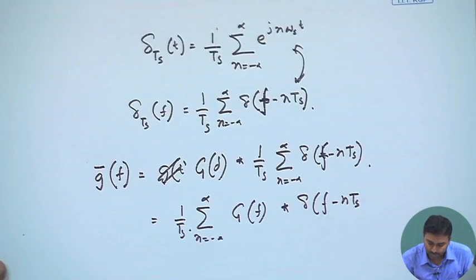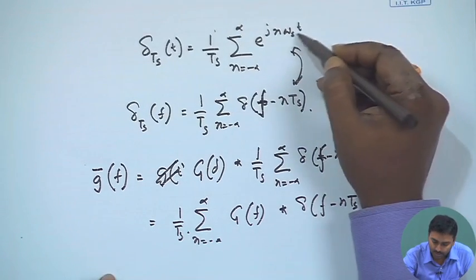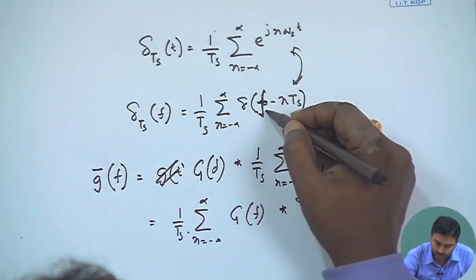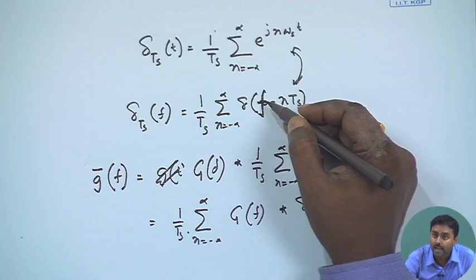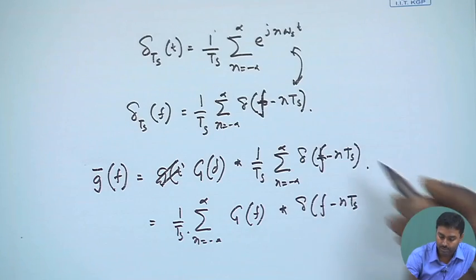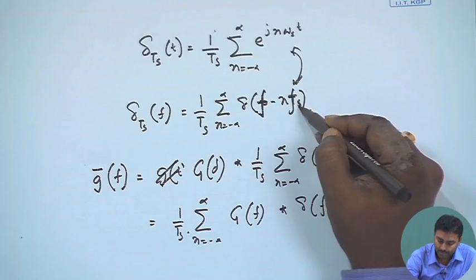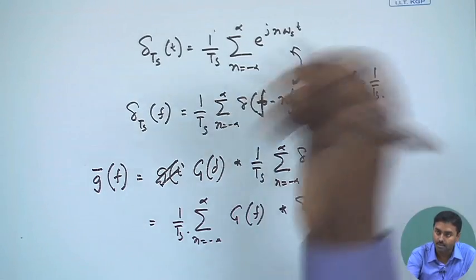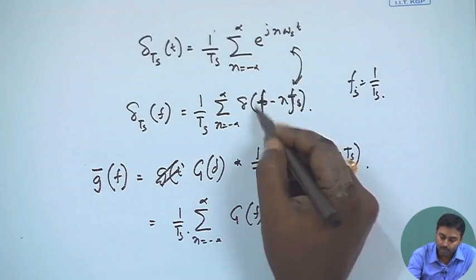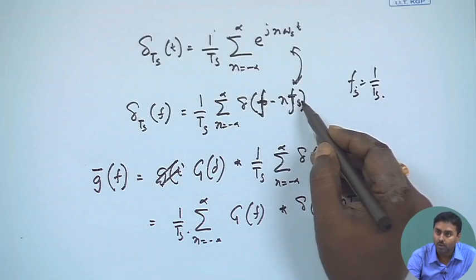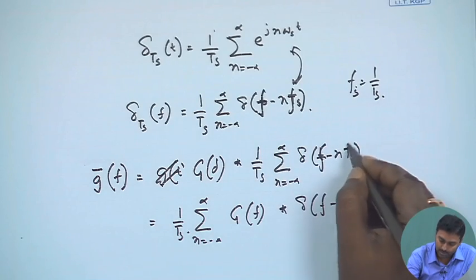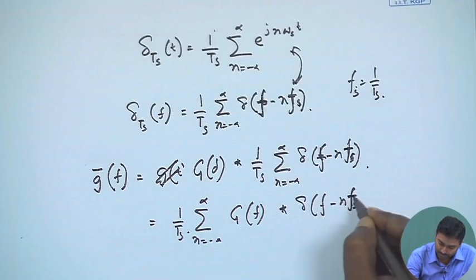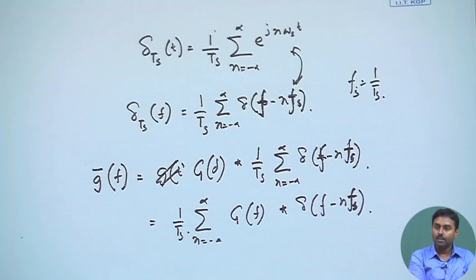oh, sorry, I have done a wrong thing. This is actually, if I am putting it at f, it should be n fs, okay, where fs is 1 by Ts, right. So, that is the Fourier representation, right. If I put it in omega, it will be n omega s, okay. So, that is a wrong thing I have done. So, that must be fs, okay. So, this is what we are getting.